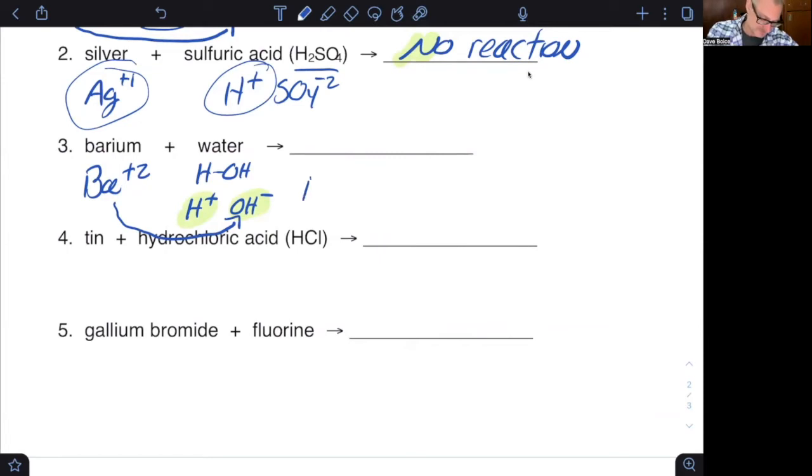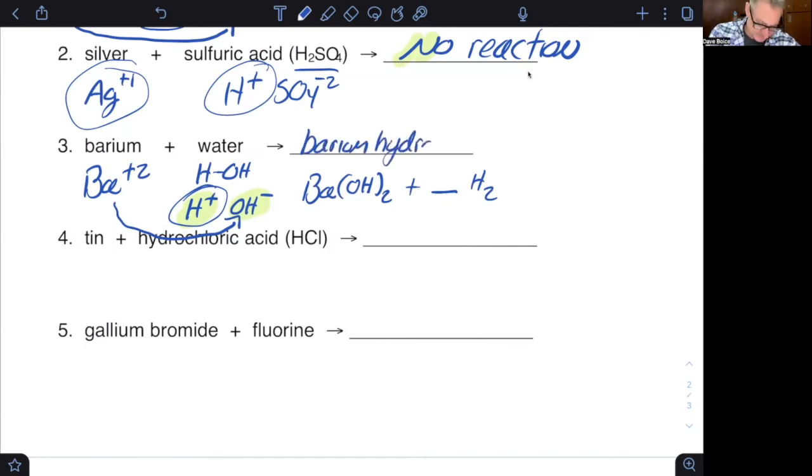So if I was writing this as a formula, I would write it like this. And then what's left is your hydrogen. That's all by itself. And the hydrogen is diatomic. So I would write it like that. But the question asks for it in words. So that's actually a little bit easier. Barium hydroxide plus hydrogen.